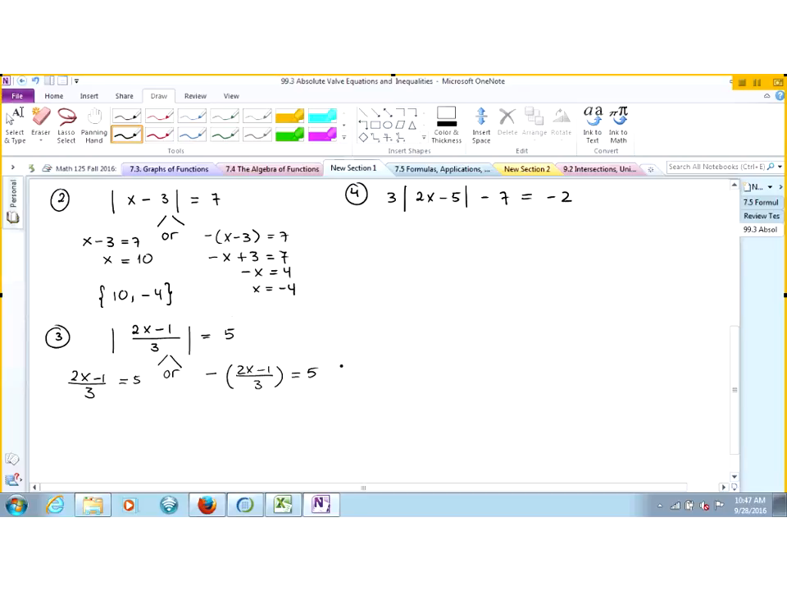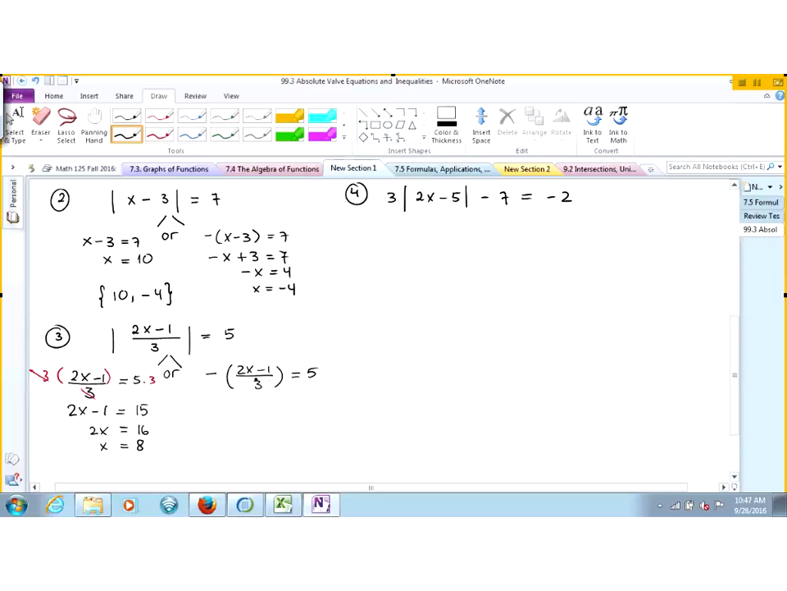The right-hand side, notice we didn't do anything to the right-hand side. Okay. Now, do we know what to do with this? Multiply by 3, both sides. Okay. So 2x minus 1 is equal to 15. 2x is equal to 16. X is equal to 8.